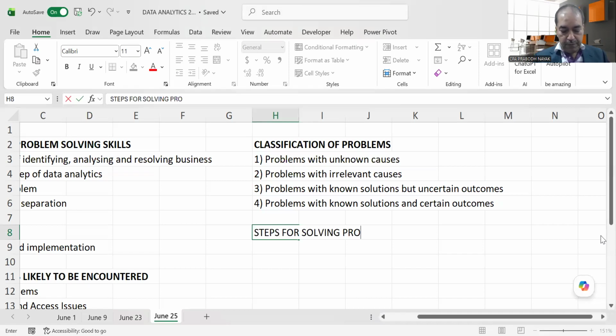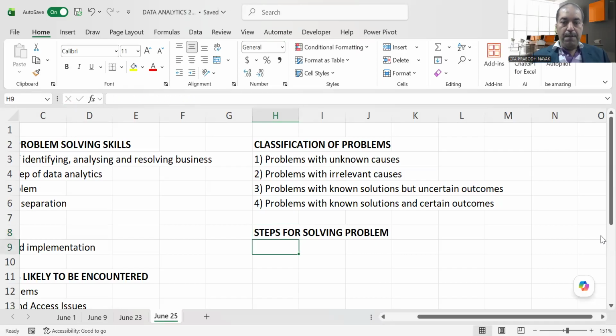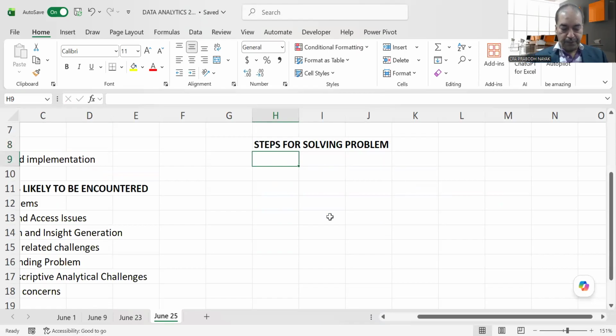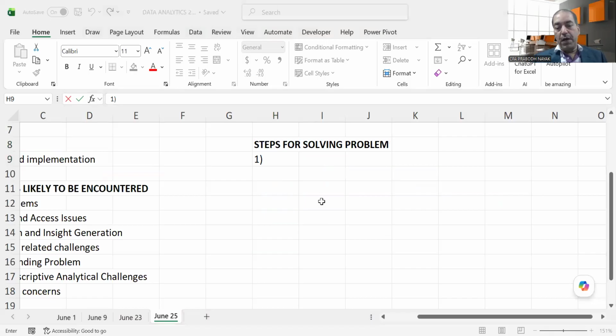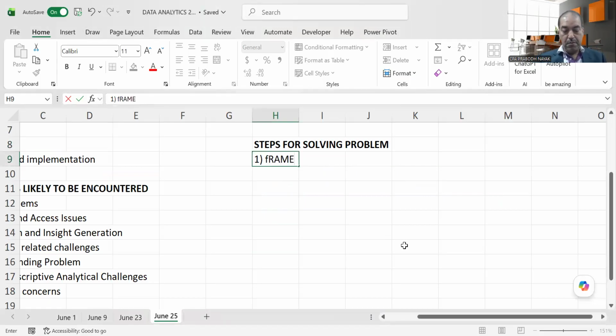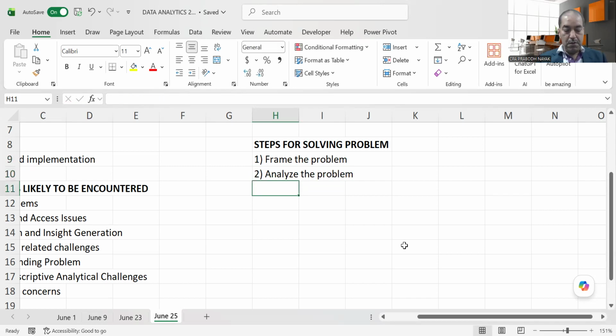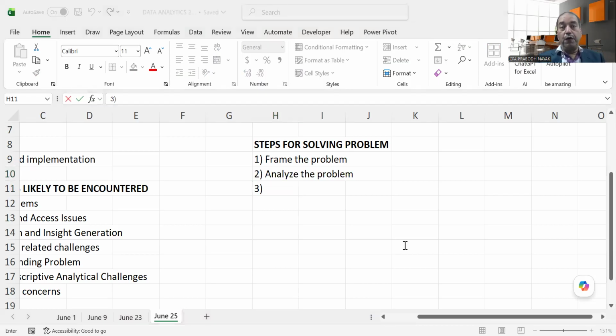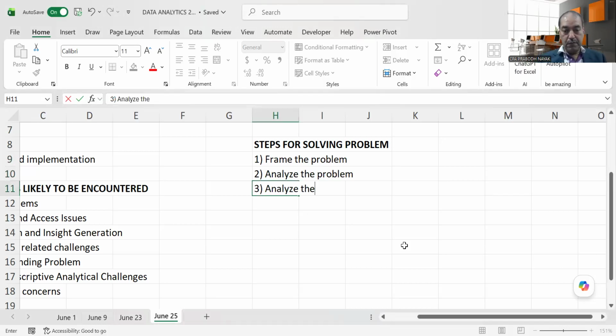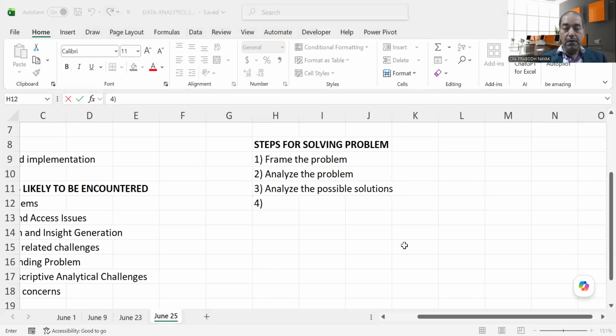Steps for solving a problem. Step number 1. प्रॉब्लम सॉल्व करने के लिए क्या करना चाहिए पहले? फर्स्ट यू हैव टू फ्रेम द प्रॉब्लम. Second, what you have to do? Analyze the problem. Third, what you will do? Analyze the possible solutions. Fourth, what you will do? Implement the solution. Once you have analyzed all the possible solutions, implement the solution.